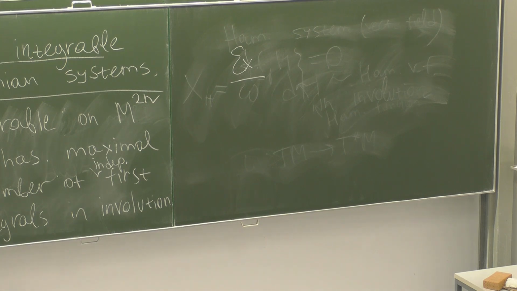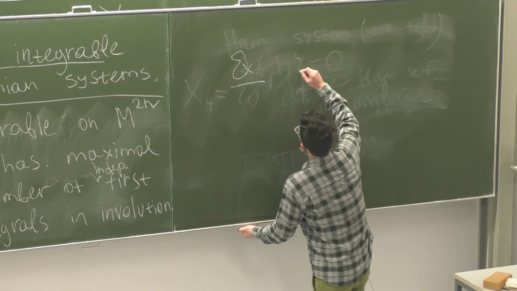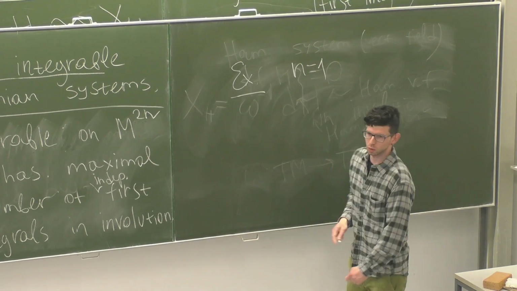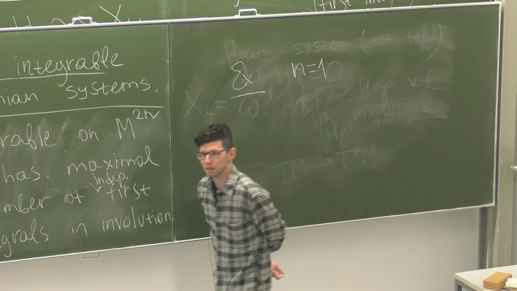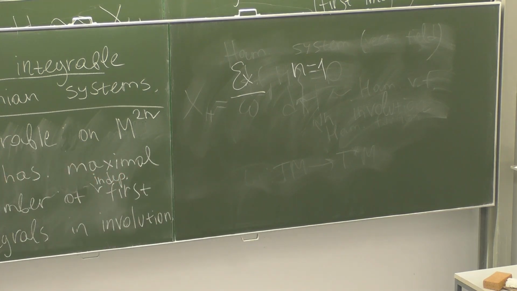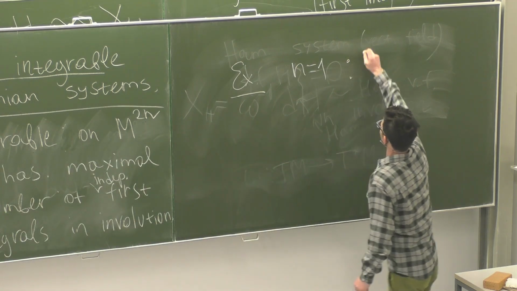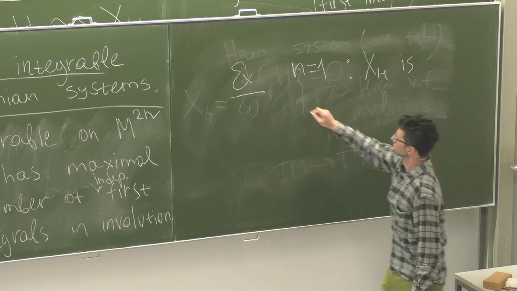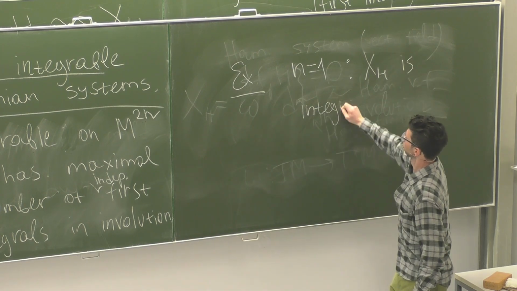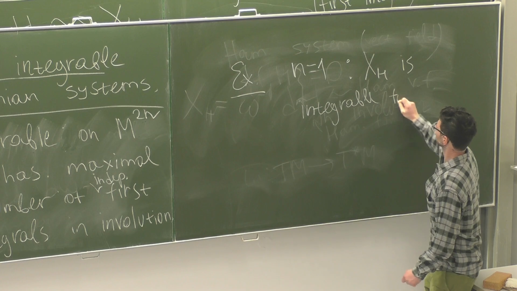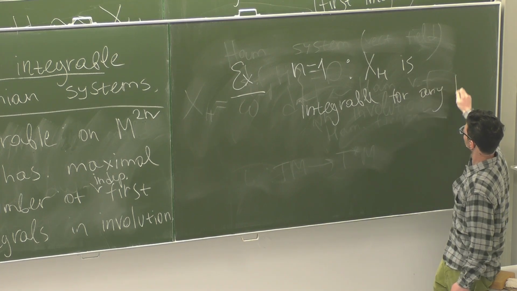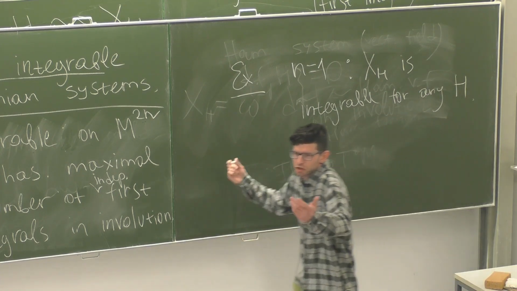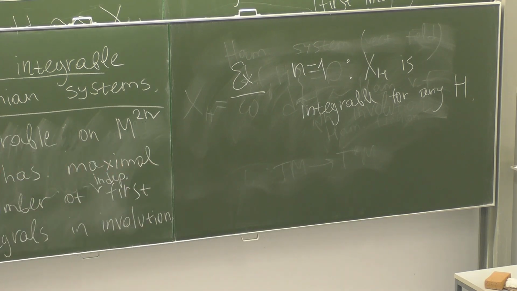So as an example, one can note that if n is equal to 1, if you are in a two-dimensional manifold, then, well, any Hamiltonian system is integrable. So X_H is integrable for any H. Just for dimensional reasons. In this case, you need one conserved quantity. You have it, it's the energy.